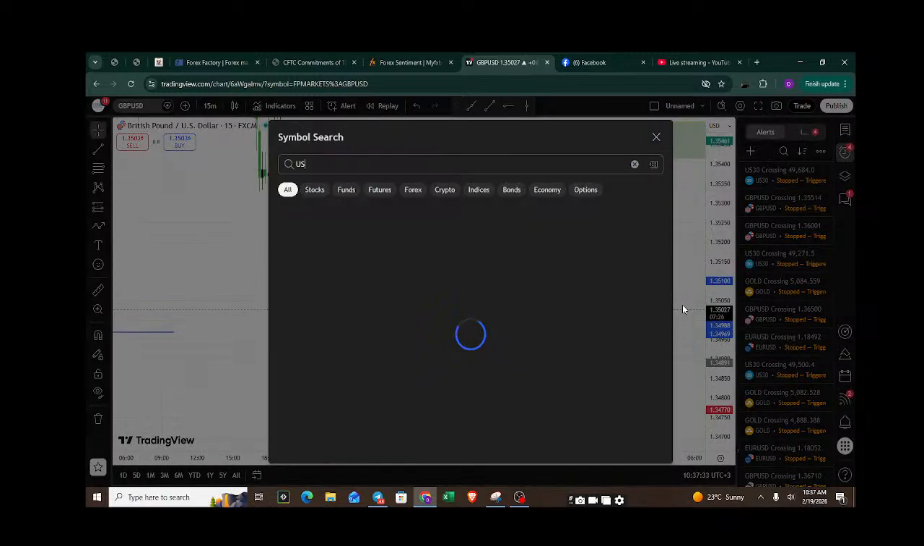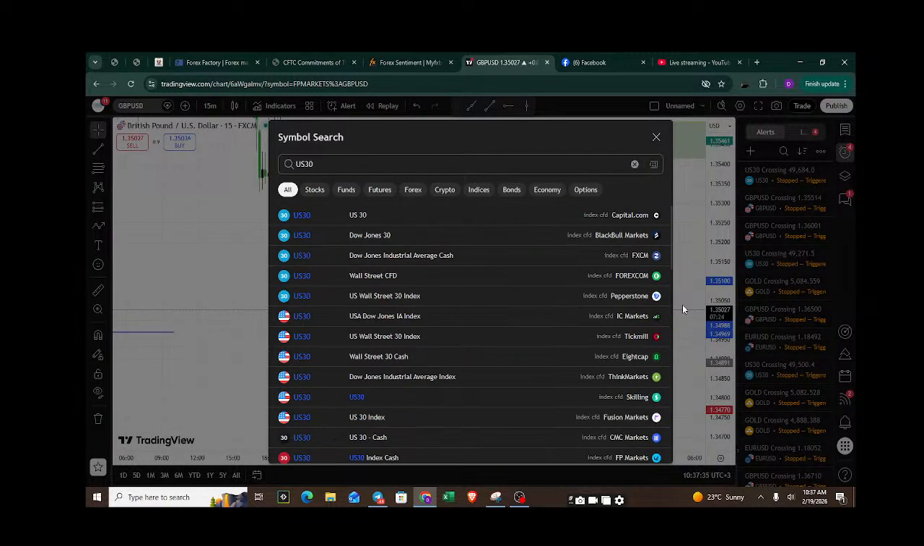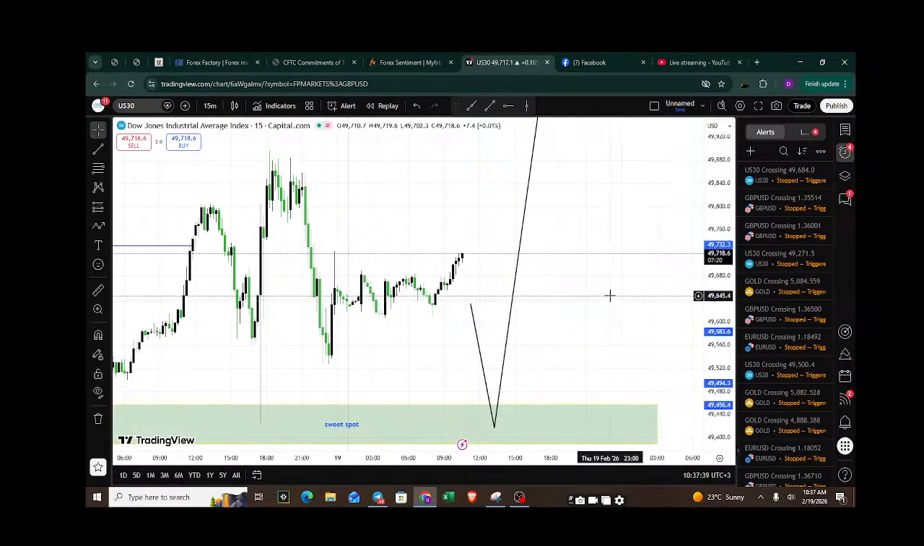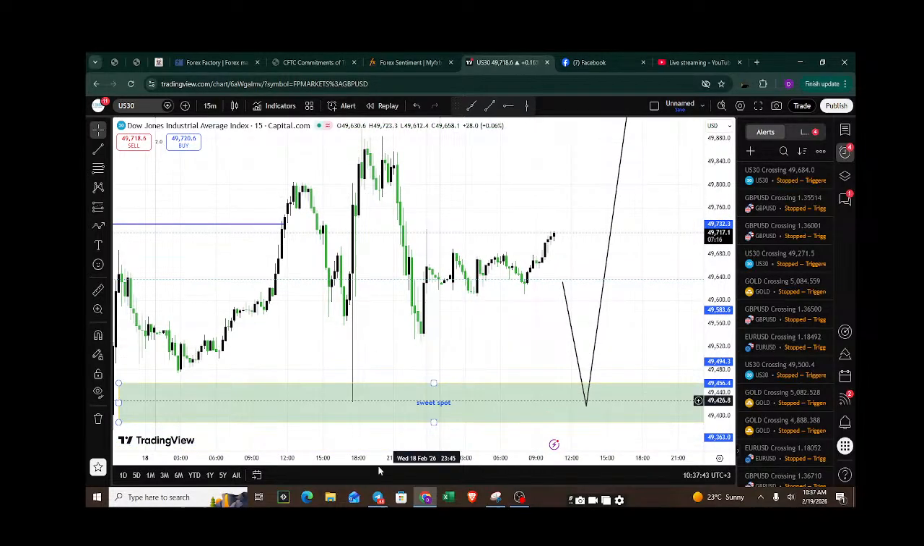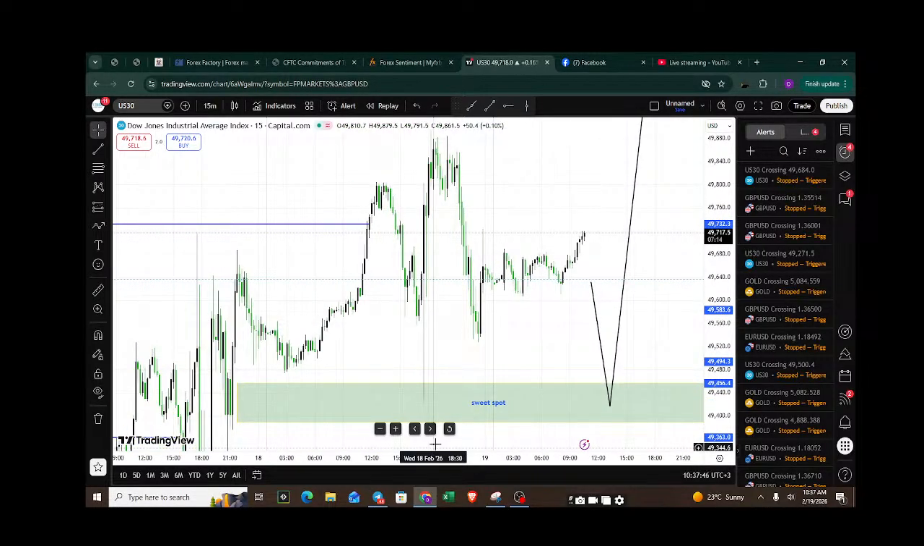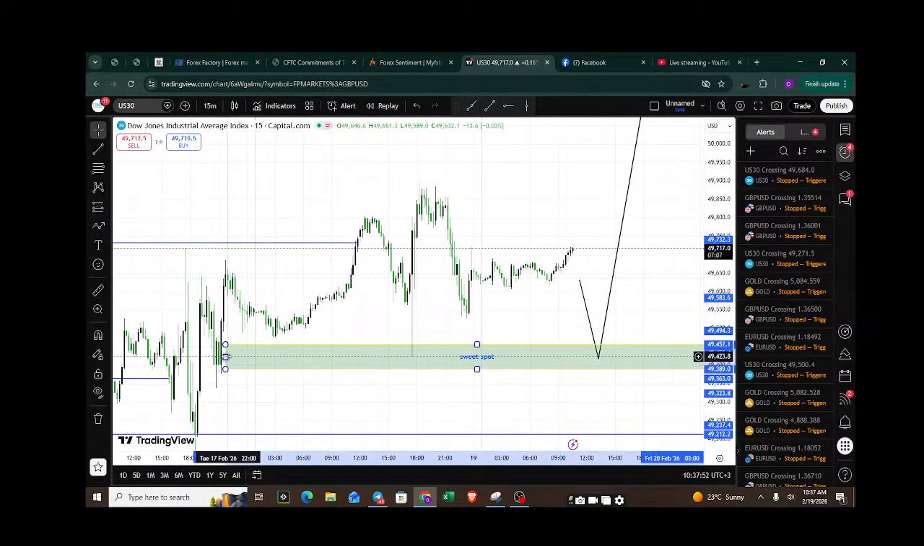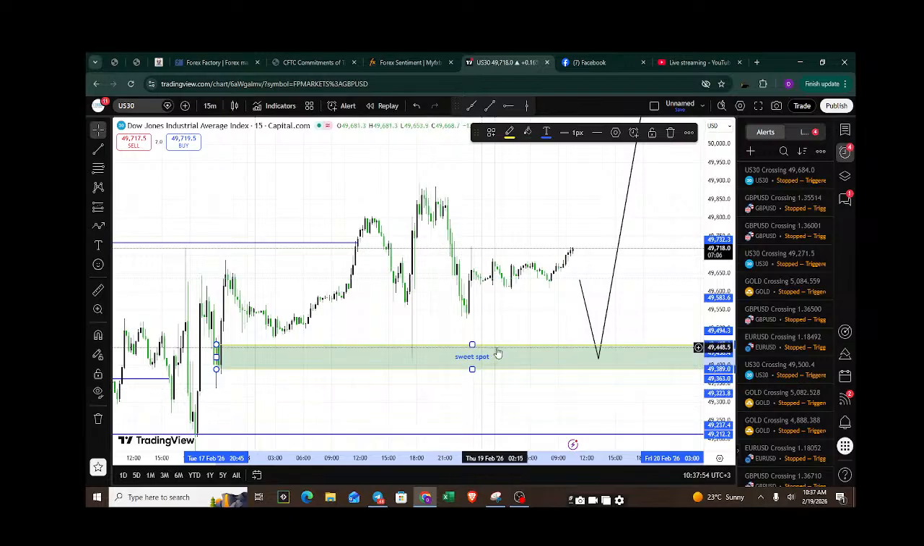For US30, since we still have time, and the market does not open until 4:30, my buy limit is there. I've put my buy limit there.